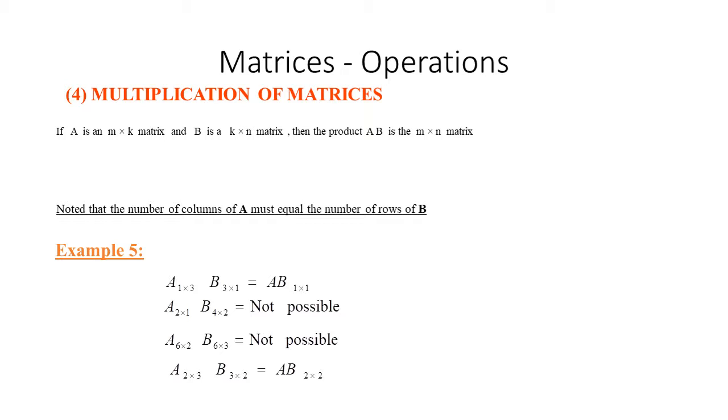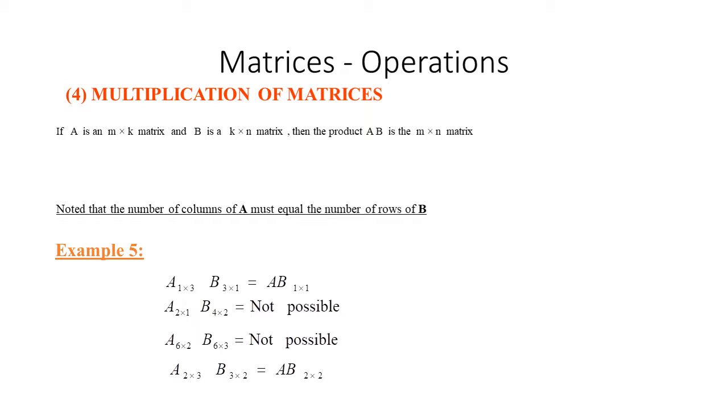Next, the second one: A is a matrix of 2 cross 1, B is a matrix of 4 cross 2. Now let us see, is it possible to multiply? In the second example, the number of columns of matrix A is 1, the number of rows of matrix B is 4. So it is not the same. So we cannot multiply A and B. So it is not possible to multiply A and B. So the answer does not exist.